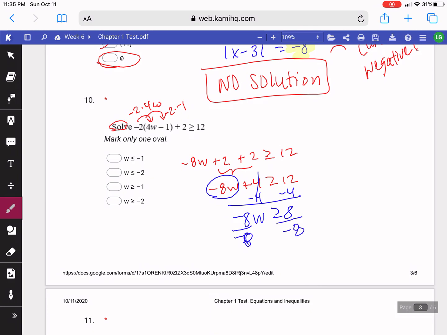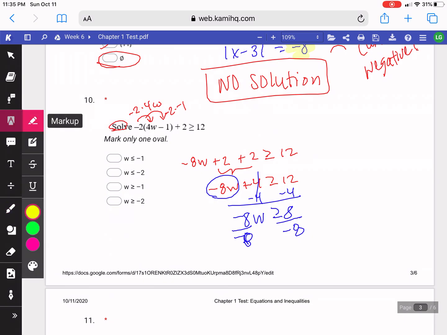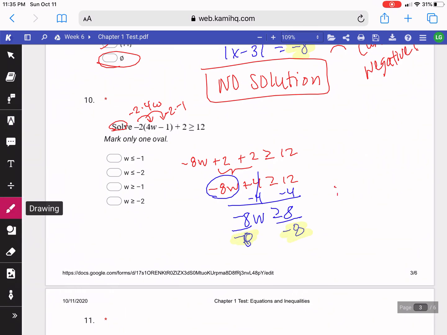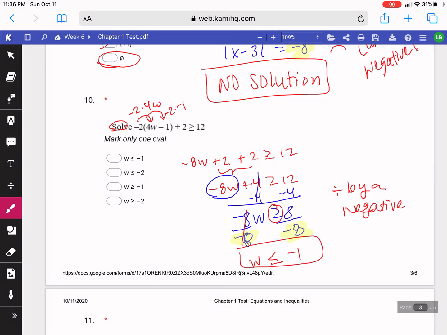And here's where a lot of students made a mistake. Remember, anytime you divide by a negative, your symbol's going to flip. So a lot of you forgot to flip the symbol. So it's going to change to less than or equal to. And 8 divided by negative 8 is negative 1. So a lot of you put greater than or equal to negative 1 when the answer was actually less than or equal to negative 1.